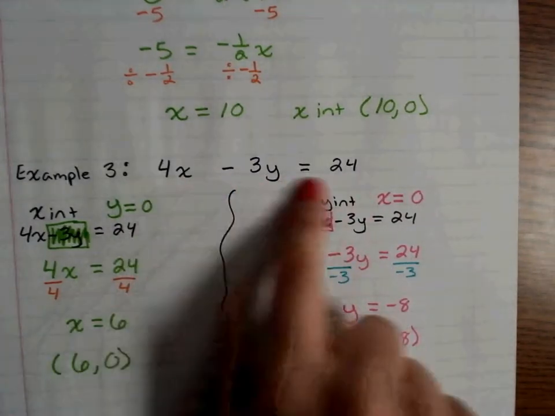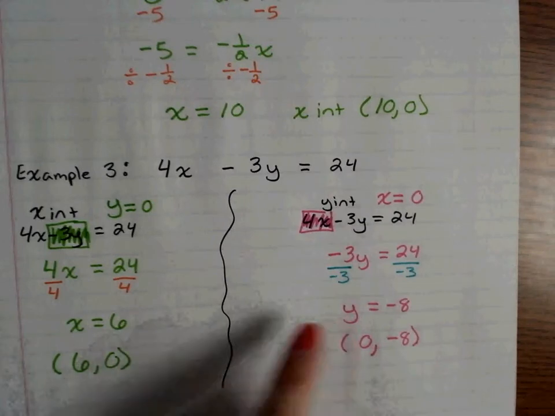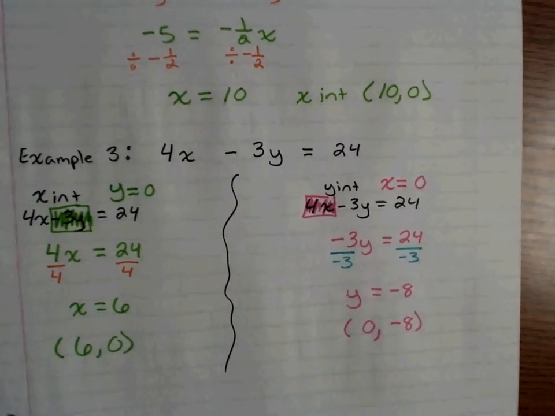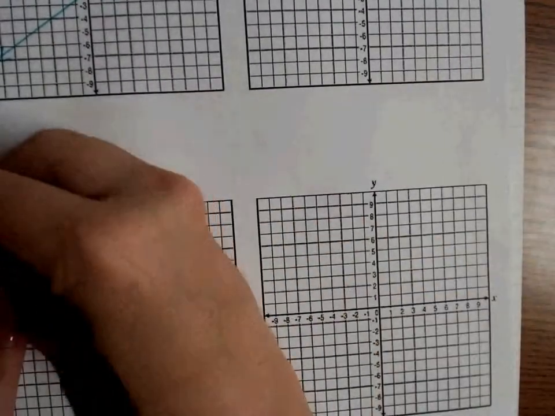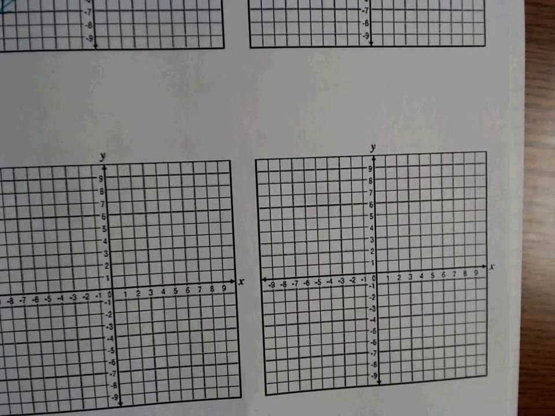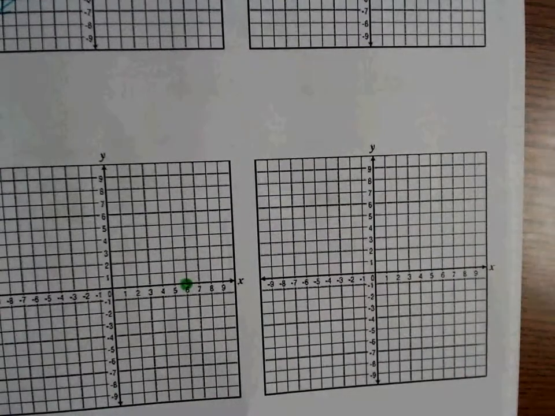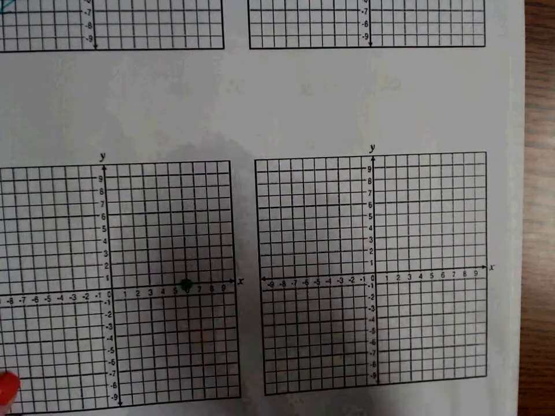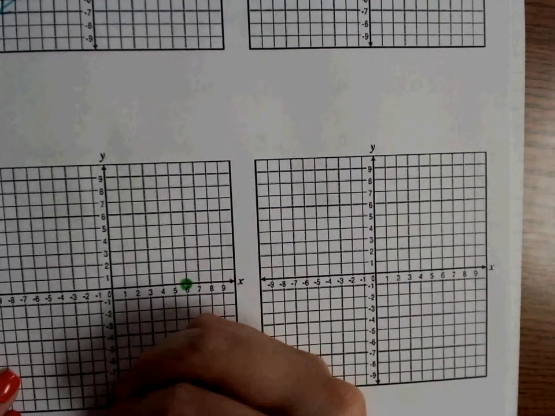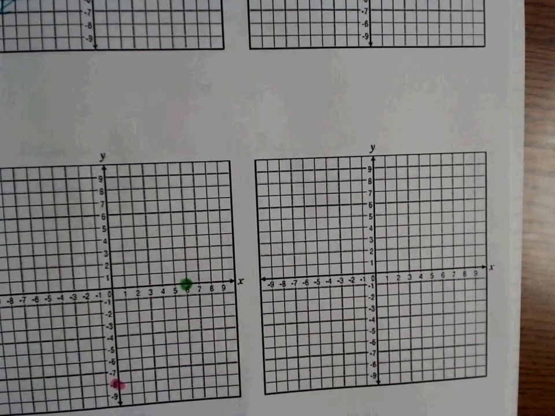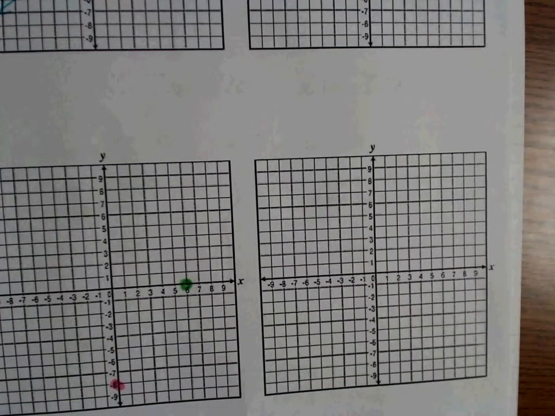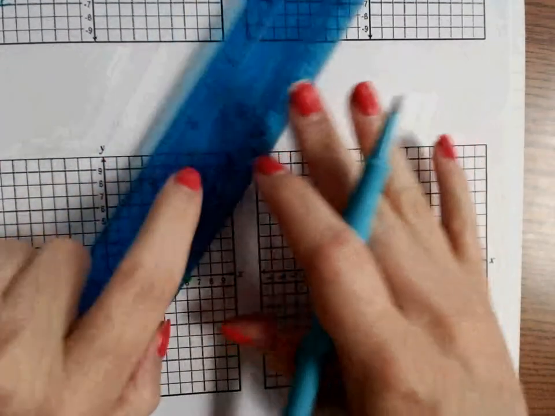Now, do we know the slope from here? No, but we can go ahead and plot the points and identify the slope from the graph. So let's go ahead and plot 6, 0, and 0, negative 8. So this is example number 3. 6, 0, that's my x-intercept. 0, negative 8, that's my y-intercept. And then connect them.